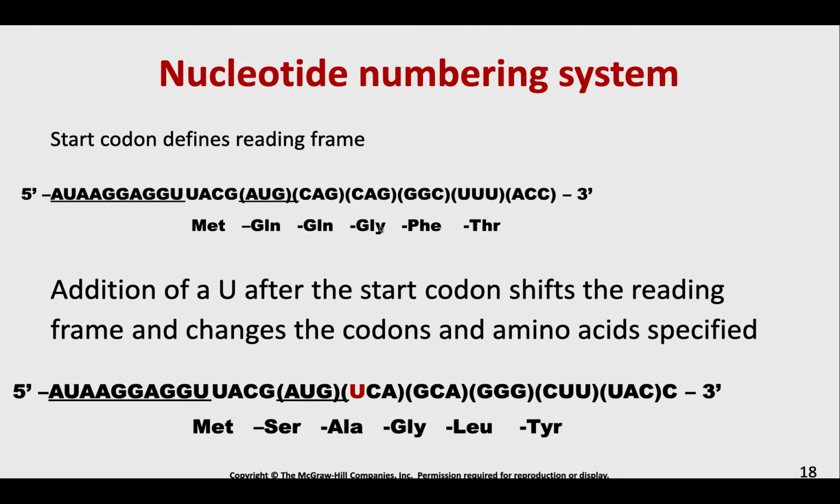Sometimes we can get mutations that insert a nucleotide base. In our example on the bottom here, a U has been inserted. Because we're reading in groups of 3 and we've inserted an extra base, our code completely changes in what amino acids it's going to encode for. So our amino acid sequence down here is much different than what it should be. This is a type of mutation called a frame shift mutation.